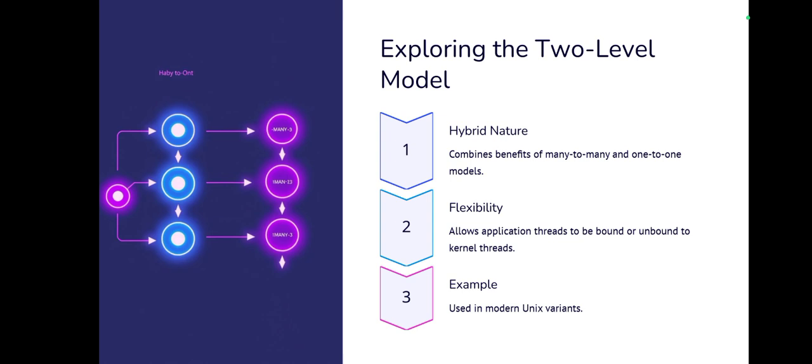Then exploring the two level model, which has a hybrid nature and combines the benefits of many to many and one to one models. For flexibility, it allows application threads to be bound or unbound to kernel threads. An example is its use in modern Unix variants.